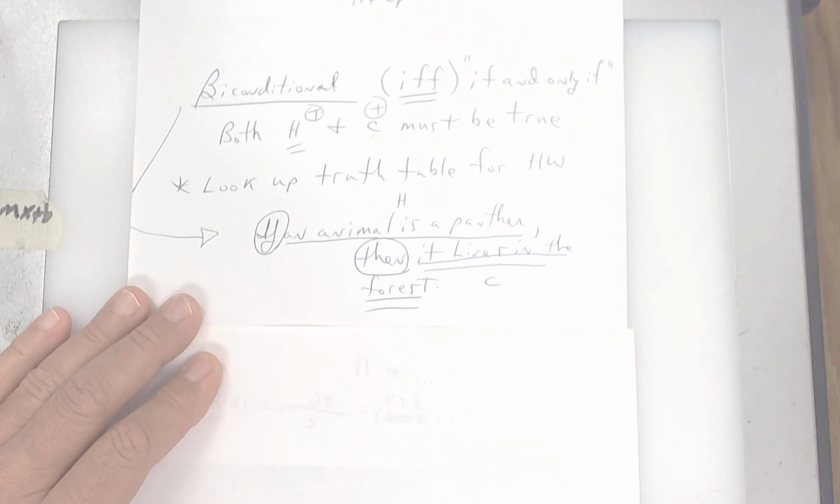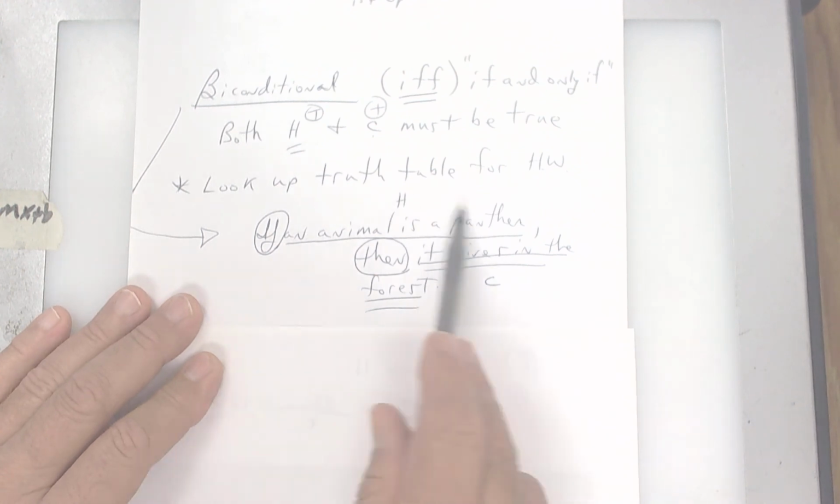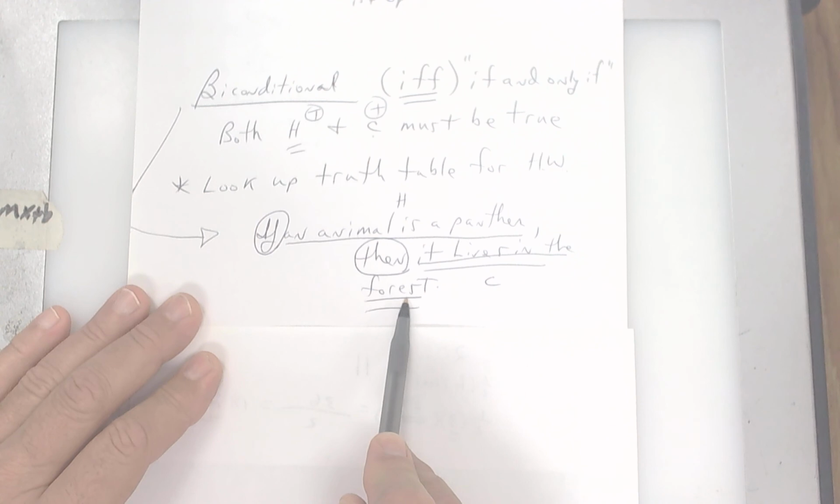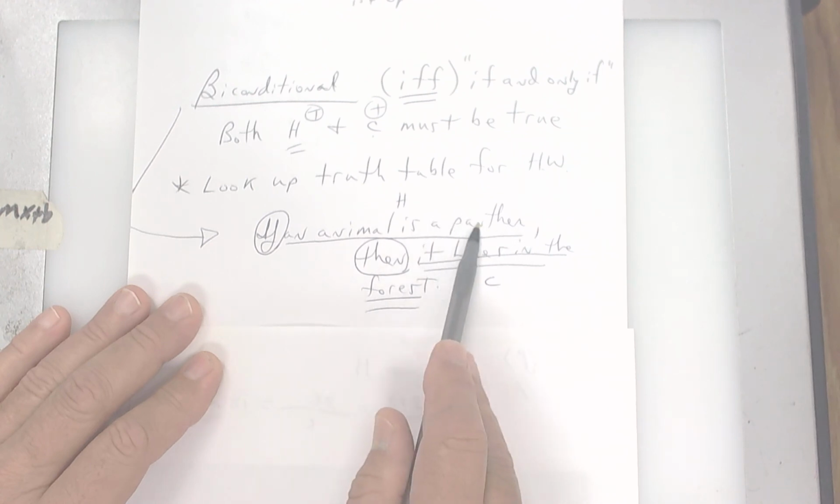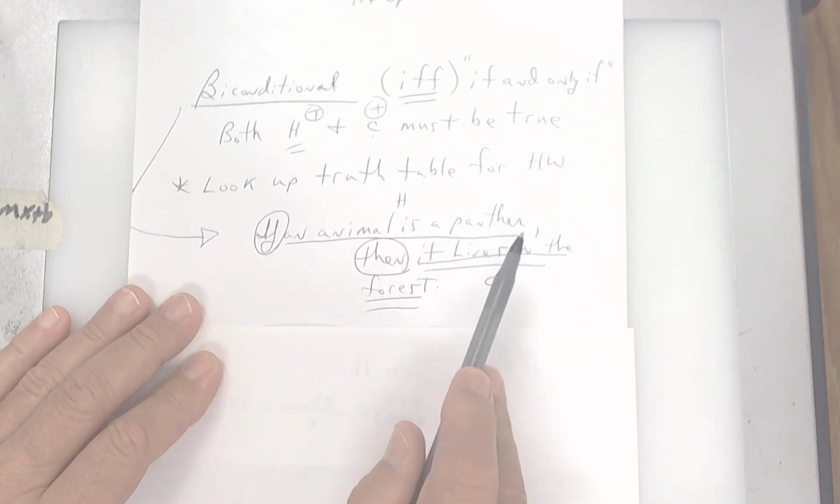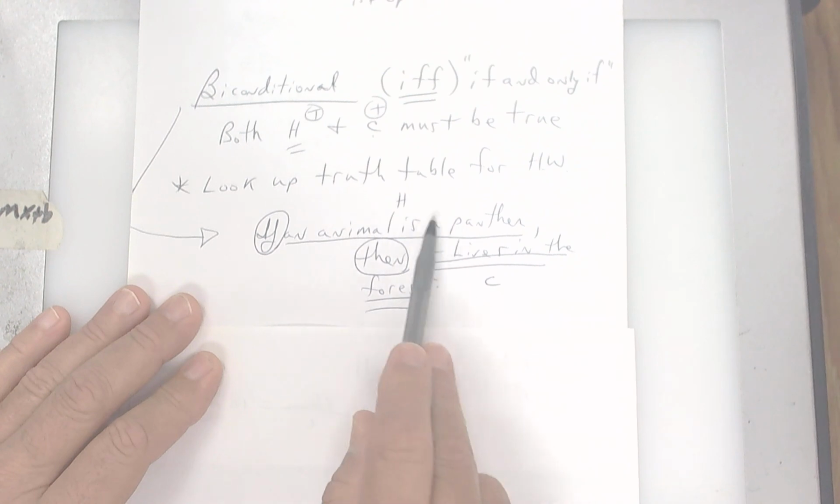All right. So if it's a panther, then it lives in the forest. I would say that's true. So the hypothesis is true. It's a panther. And the conclusion is true. They're both true.